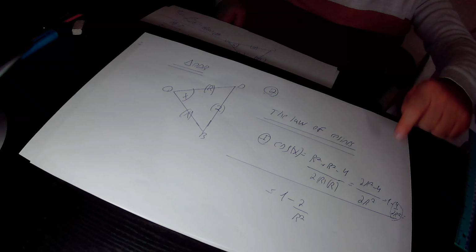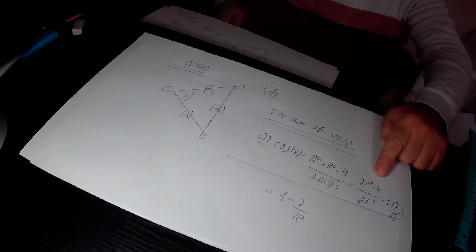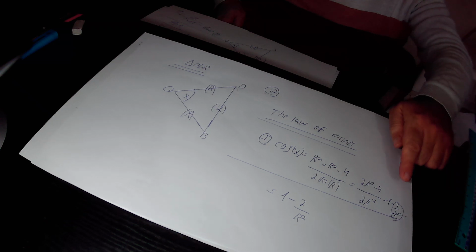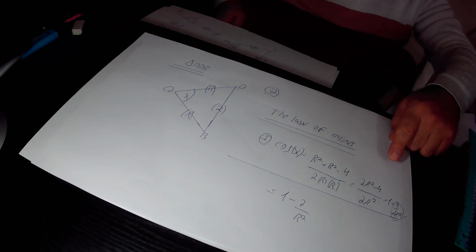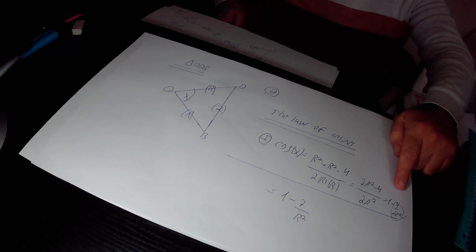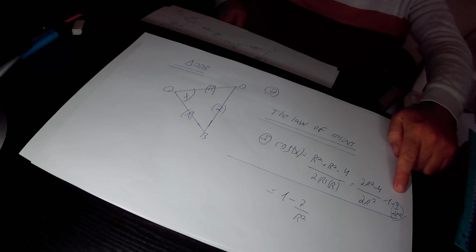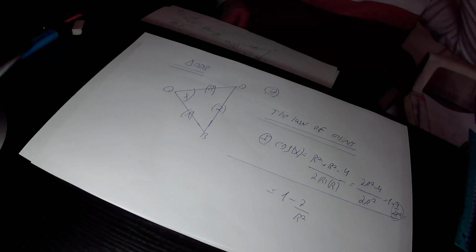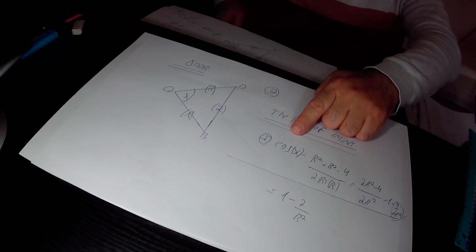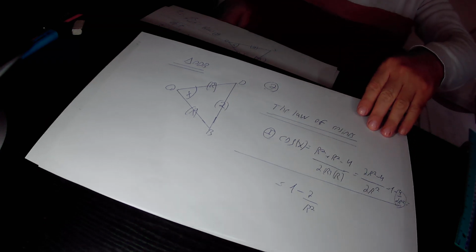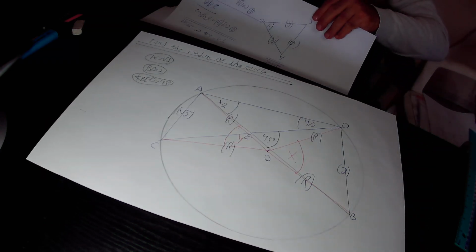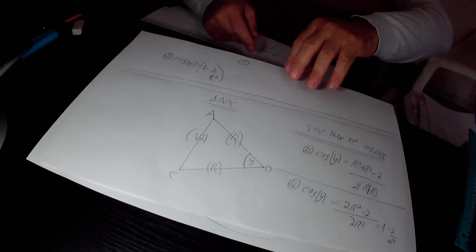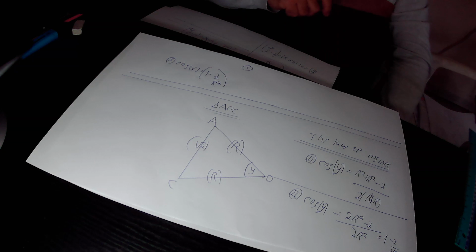2r squared over 2r squared is 1. So in total, this expression equals 1 minus 4 over 2r squared. Here we divided both the numerator and the denominator by 2. Minus 4 over 2 is minus 2, and 2r squared over 2 is r squared. So in conclusion, according to equation 1, cosine x equals 1 minus 2 over r squared. I repeat again: according to equation 1, cosine x equals 1 minus 2 over r squared.